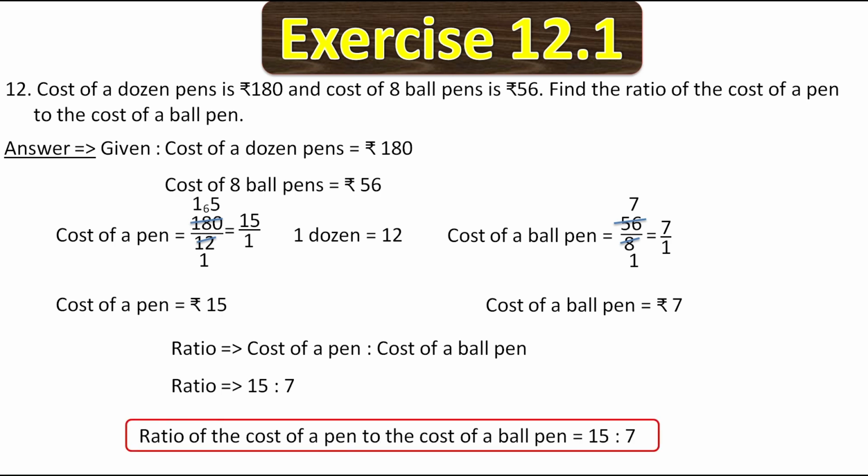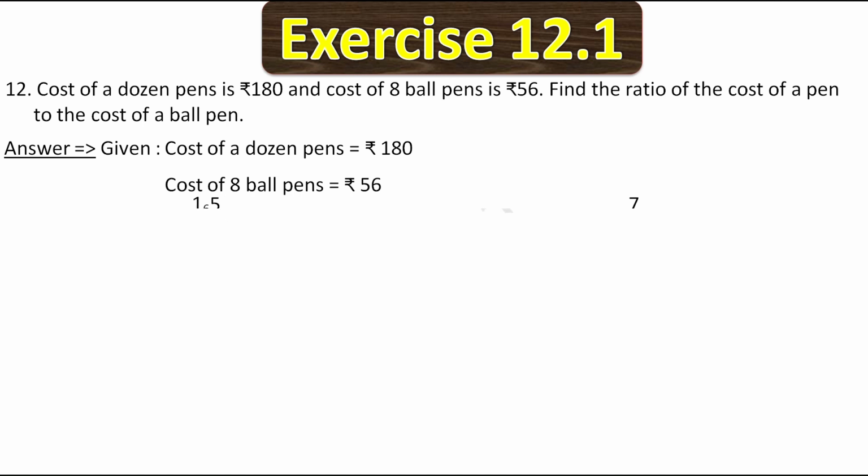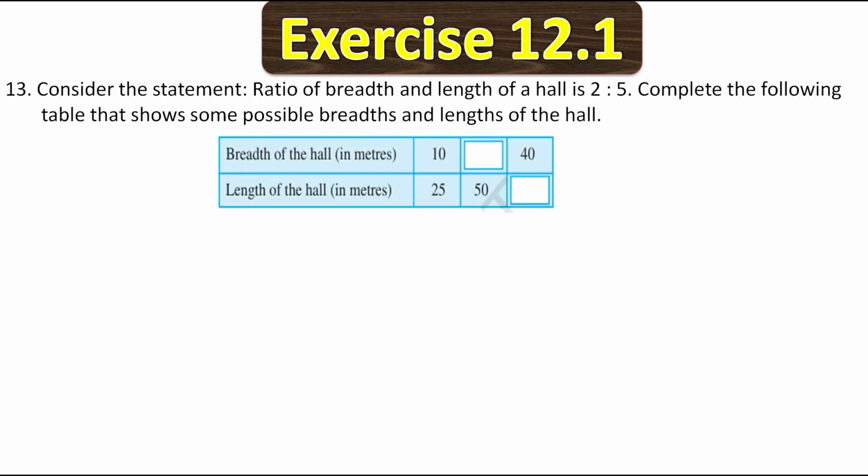Now let's move to the next question, that is the 13th one. Consider the statement: the ratio of breadth and length of a hall is 2:5. Complete the following table that shows some possible breadth and length of the hall. Now they have told us the ratio of the breadth and length of the hall. So these numbers should be in the ratio of 2:5, which means 2 upon 5.